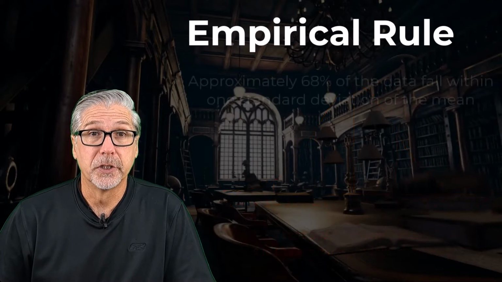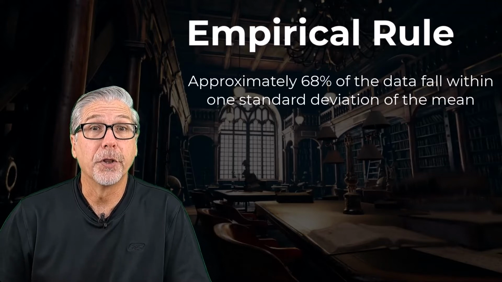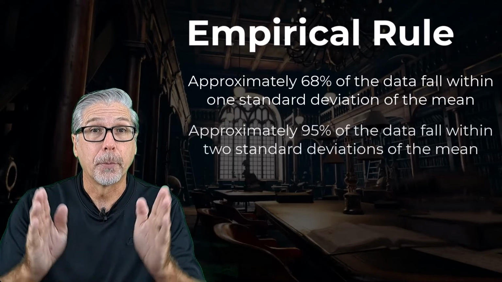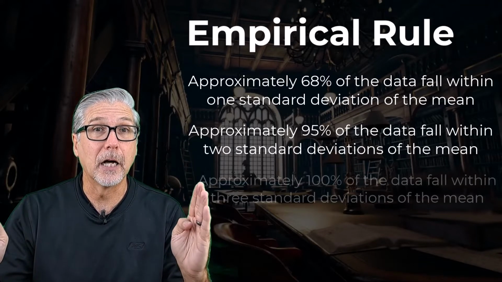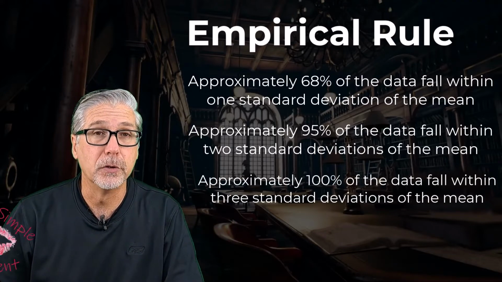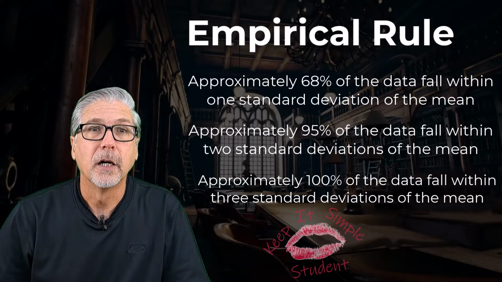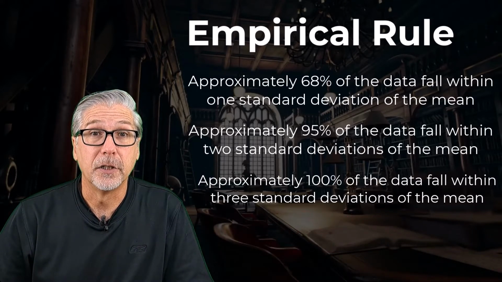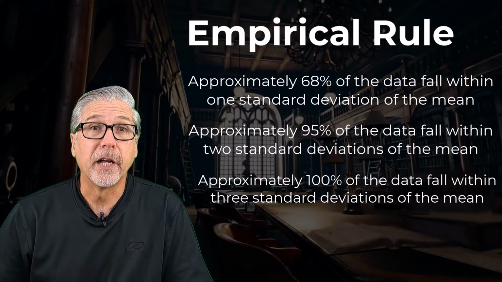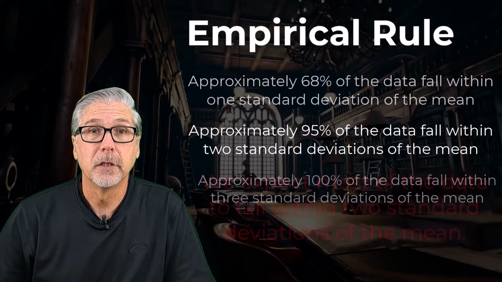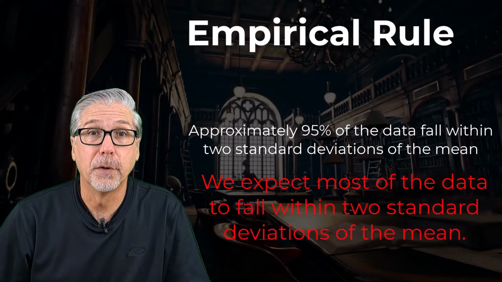Here's what the empirical rule says. It says approximately 68% of the data fall within 1 standard deviation of the mean. Approximately 95% of the data fall within 2, and then approximately 99.74, I don't know why anybody would use those numbers, but some people do. I'm just going to say approximately 100% of the data fall within 3 standard deviations of the mean. In the standard deviation video, I took this information and we made the following standard deviation interpretation. We expect most of the data to fall within 2 standard deviations of the mean.